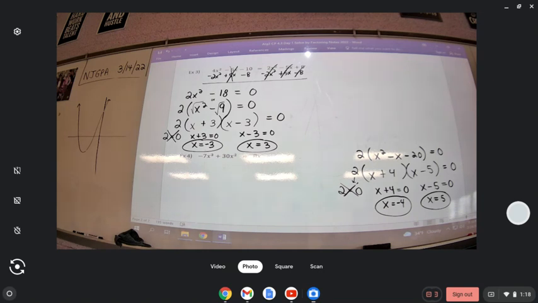And they are the what of his graph? Oh, the x-intercept. Those are his x-intercepts, which are also his roots. It will cross the x-axis at positive 3 and negative 3.